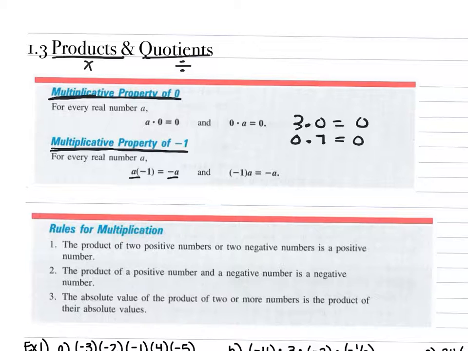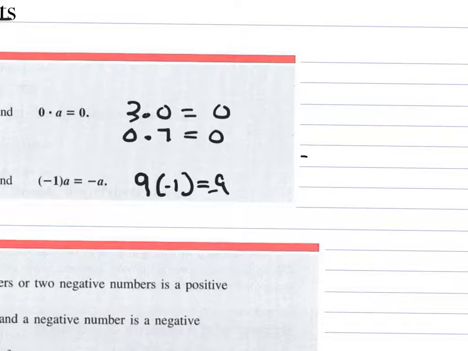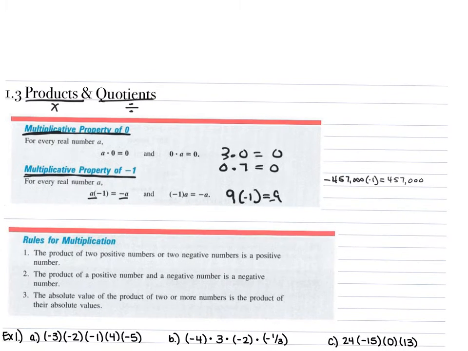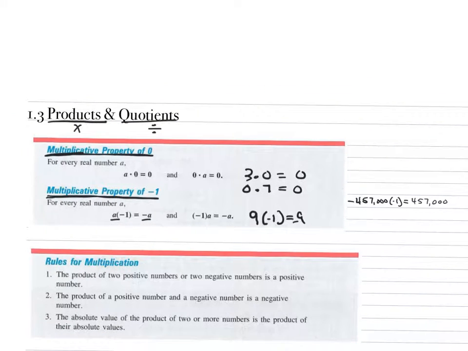And if you are multiplying by -1 and that's all that happens, then you are going to get the opposite of whatever number. For example, 9 times -1 will give you -9, the opposite of 9. If you take -457,000 and multiply by -1, you're just going to get the opposite of that. You're going to get the positive 457,000. So the idea is, it doesn't really matter what the numbers are, as long as you know what that -1 and that 0 are going to do.